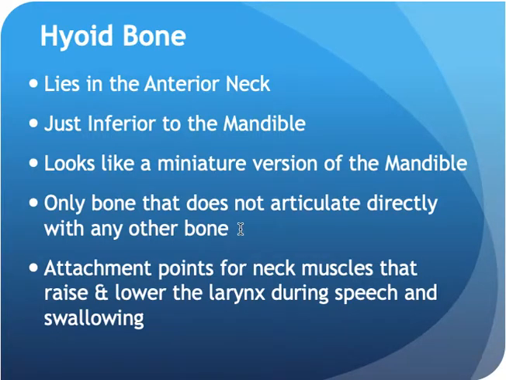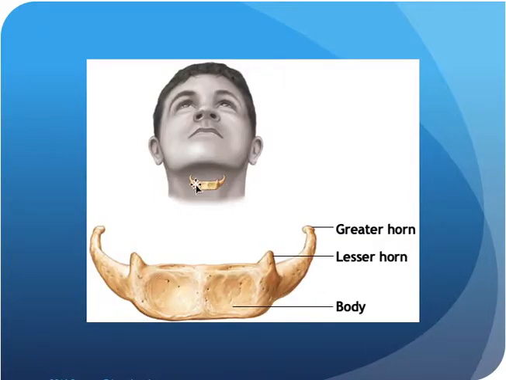So a lot of times they'll say, hey, which of these bones does not articulate with any other bone in the body? And the answer is going to be that hyoid bone, okay? And it's really just an attachment point for neck muscles. It's going to raise and lower the larynx during speech and swallowing, and you can, again, put your fingers right on there and swallow or talk and you'll feel it moving around. So here is a picture of the hyoid, but again, it does not articulate or come into contact with any other bone directly.